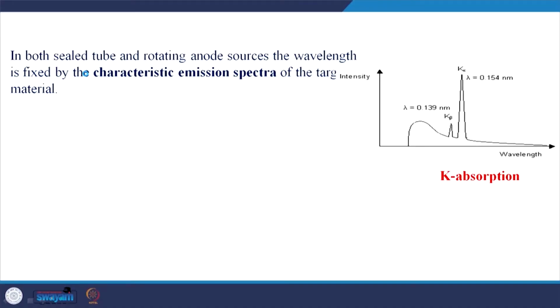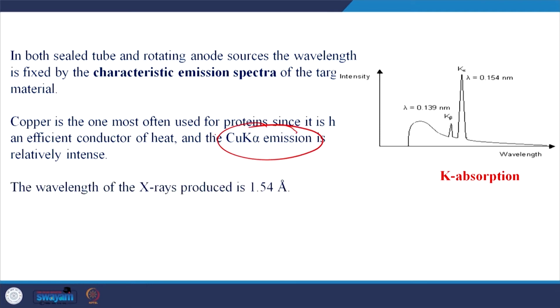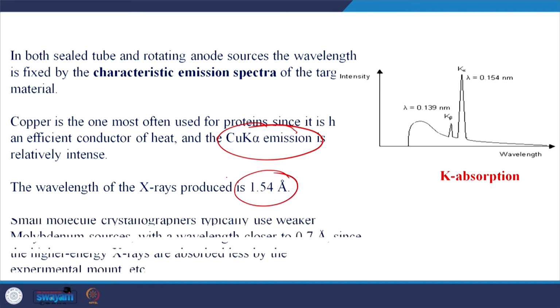In both sealed tube and rotating anode sources, the wavelength is fixed by the characteristic emission spectra of the target material. Copper is one of the most often used for protein since it is an efficient conductor of heat, and the CuK alpha emission is relatively more intense than other metals. The wavelength of X-ray produced by copper is 1.54 angstrom, again very much a match with the bond lengths.